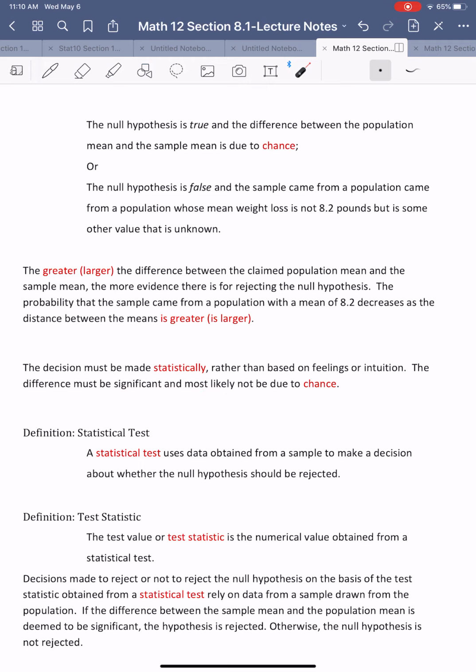So, statistical test. Statistical tests use the data obtained from a sample to make a decision about whether the null hypothesis should be rejected. The test value of the test statistic is a numerical value obtained from the statistical test. The decision to reject or not reject the null hypothesis is made on the basis of the test statistic obtained from a statistical test, which relies on data from a sample drawn from the population. If the difference between the sample mean and the population mean is deemed to be significant, then the hypothesis is rejected. Otherwise, the null hypothesis is not rejected.